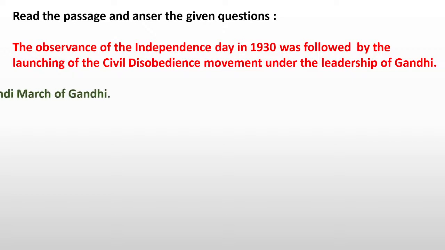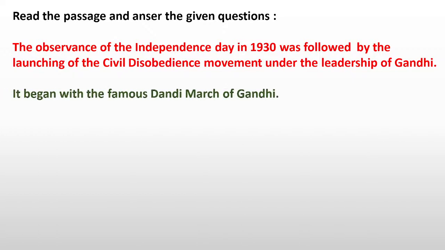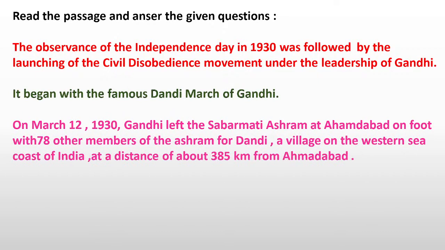Gandhiji. It began with the famous Dandi March of Gandhi. On March 12, 1930, Gandhi left the Sabarmati ashram at Ahmedabad on foot with 78 other members of the ashram for Dandi, a village on the western sea coast of India at a distance of about 385 kilometers from Ahmedabad. Answer all the questions that follow from A to D.